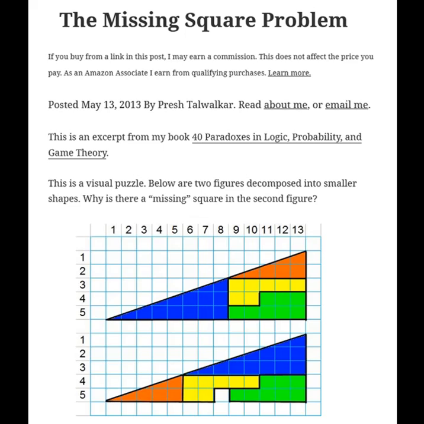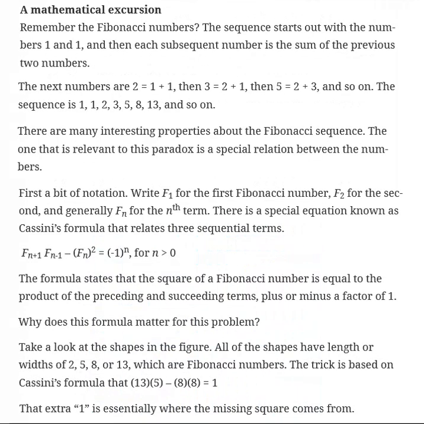He says, this is a visual puzzle. Before are two figures decomposed into smaller shapes. Why is there a missing square in the second figure? Then you get this. A mathematical excursion. I'm going to really screw this name up. I'm going to try like Fibonacci.